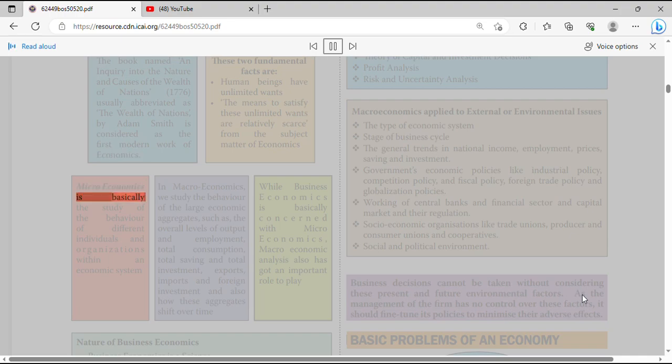Microeconomics is basically the study of the behavior of different individuals and organizations within an economic system. While business economics is basically concerned with microeconomics, macroeconomic analysis also has got an important role to play.